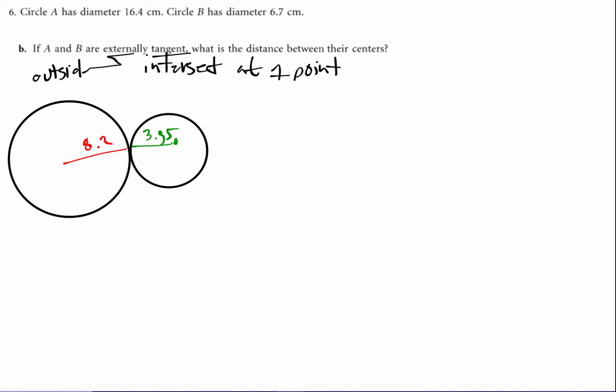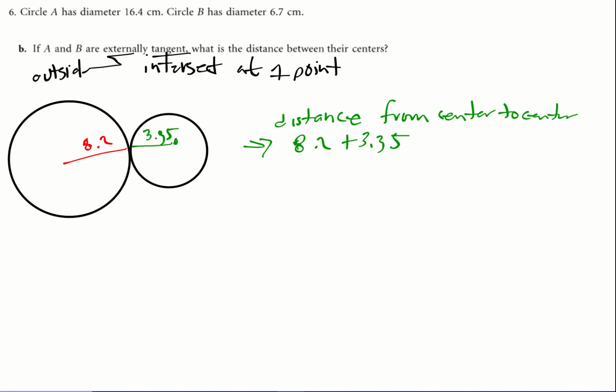Circle B, again, the diameter is 6.7. Divide that by 2, we're at 3.35. The distance between the two centers of the circles, all we have to do is add these two radii, and we would have the distance between the centers of the circles. The distance from center to center, we are going to go ahead and add those two, 8.2 plus 3.35, and then we end up with 11.55 centimeters between the centers of the two circles.